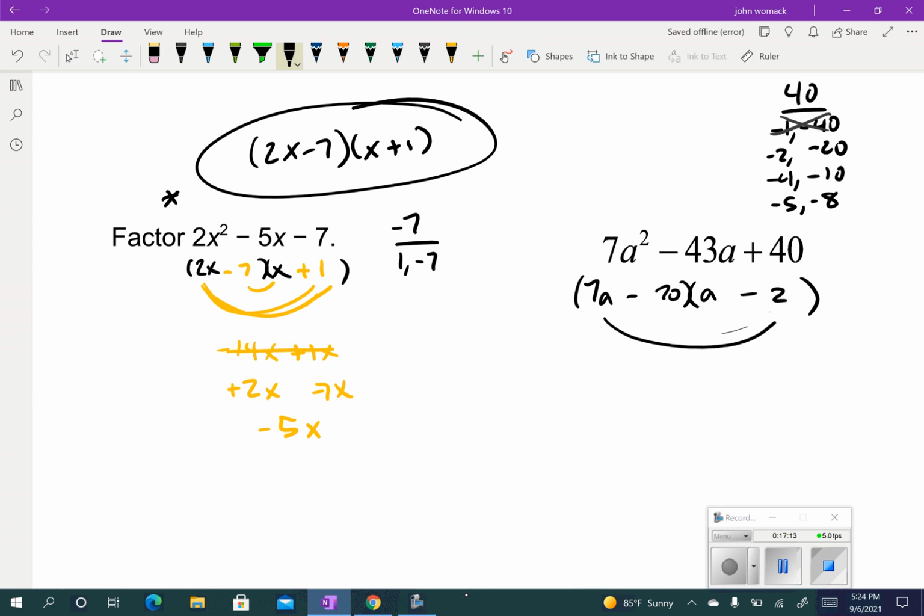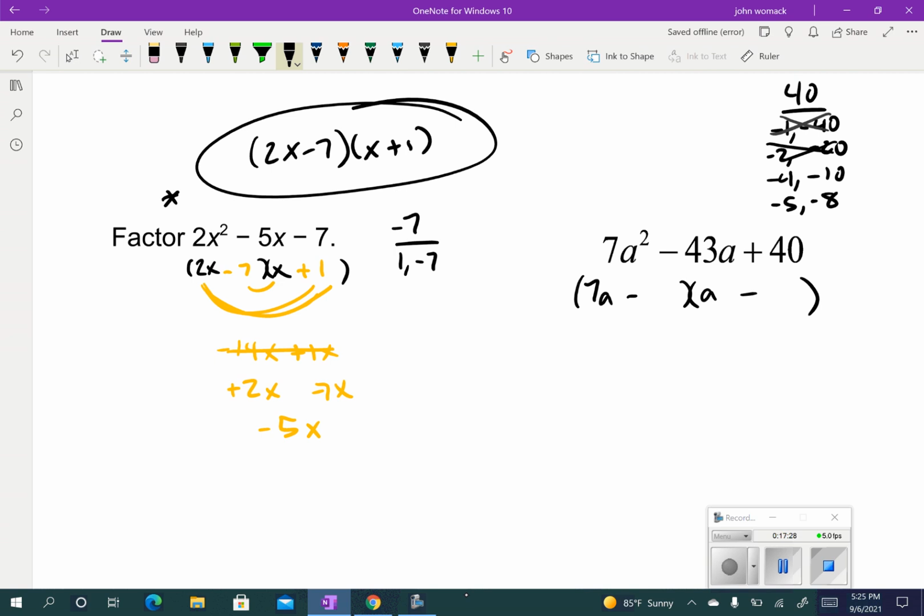So that would be minus 14a. That would be minus 20a. That's minus 34. Close, but no cigar. So we tried it both ways. Didn't work. I'm going to cross that off my list.